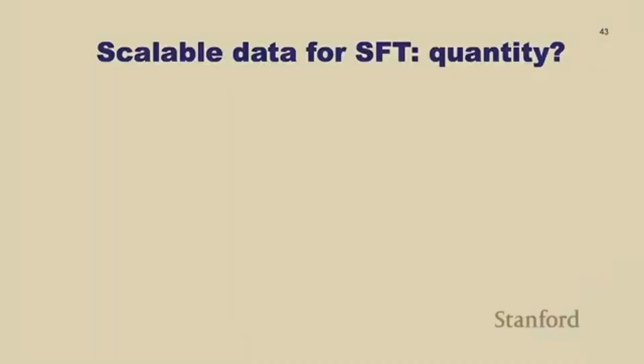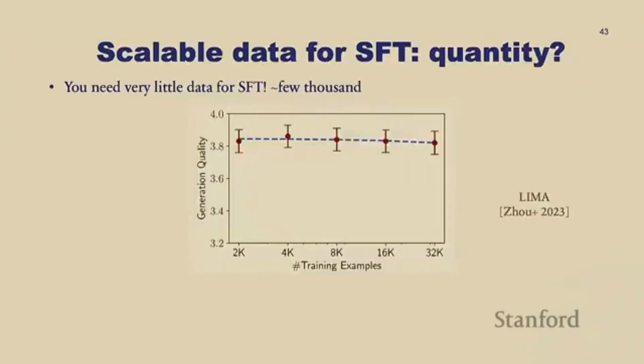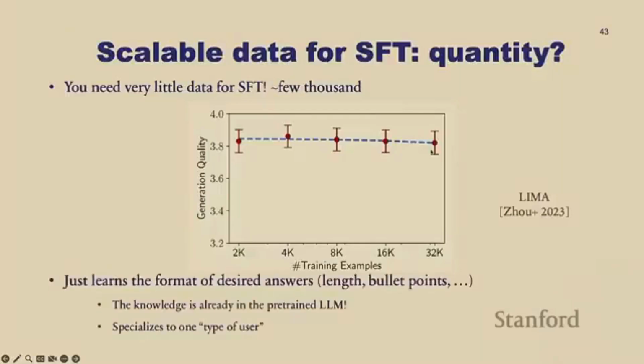Quantity of data. So we talked about what type of data and how we collect it. One thing which is surprising with SFT is that you don't need that much data. What this paper showed, this is called Lima, is that if you scale the amount of data that you use for supervised fine-tuning from 2,000 to 32,000, it really doesn't help much. So here, scaling laws definitely don't help. The intuition here is that all you learn is how to format your desired answers.